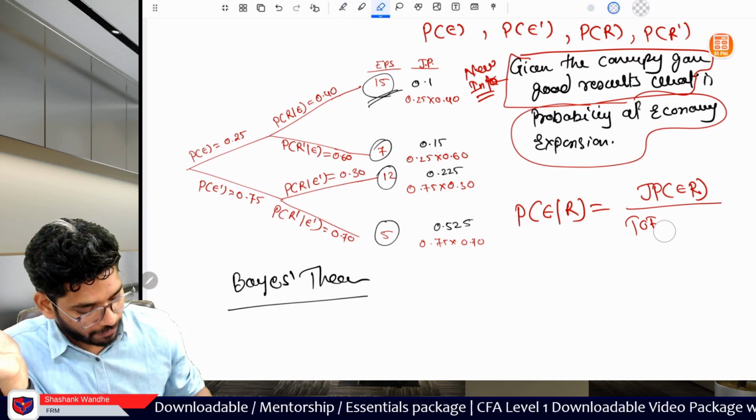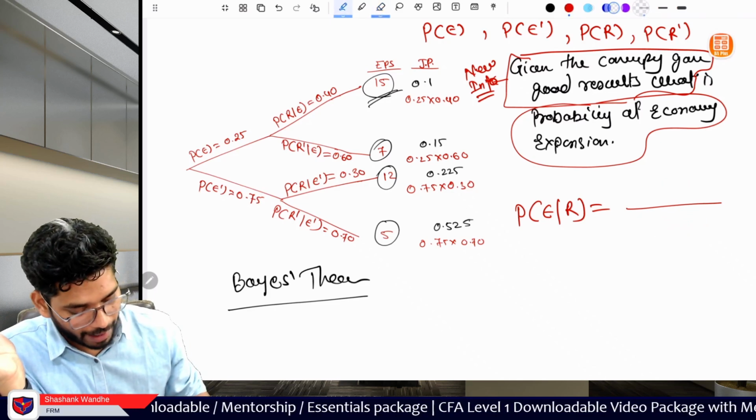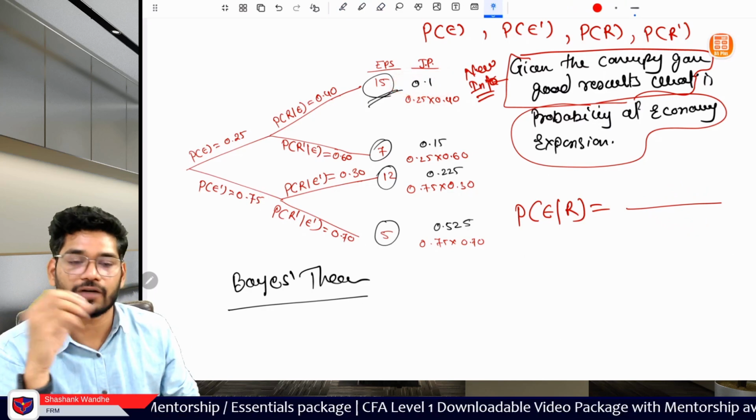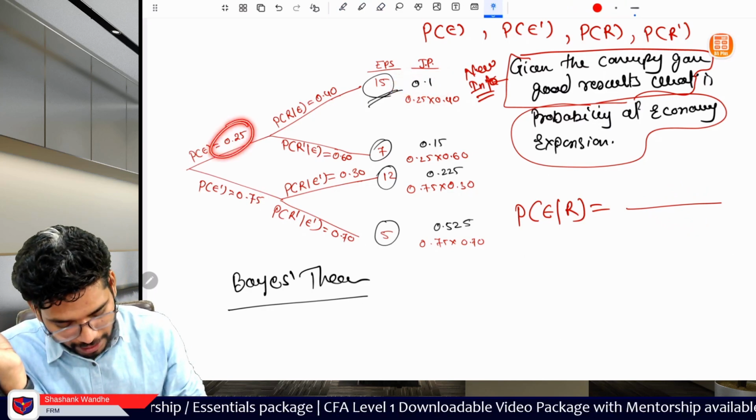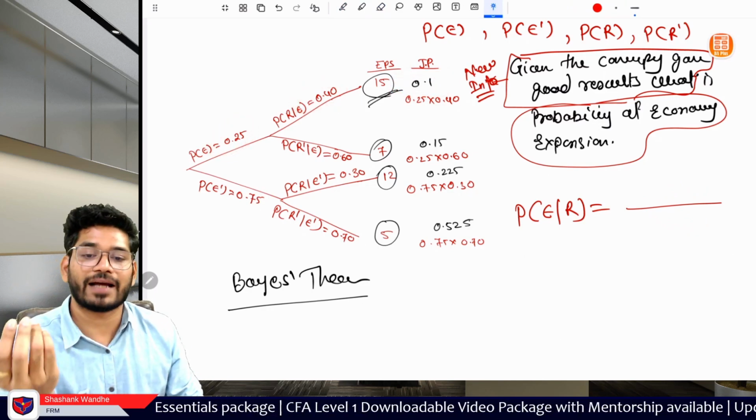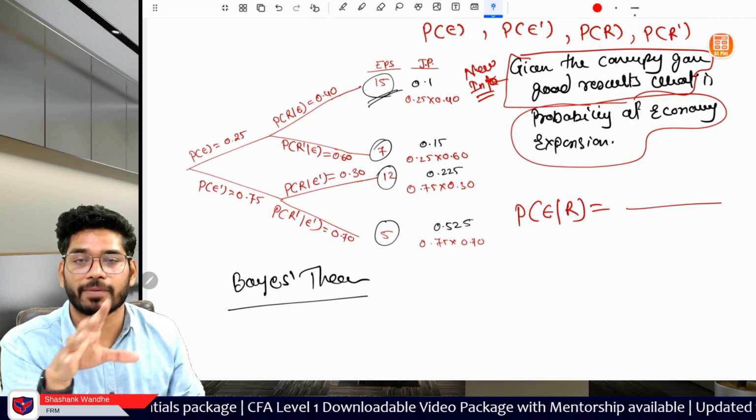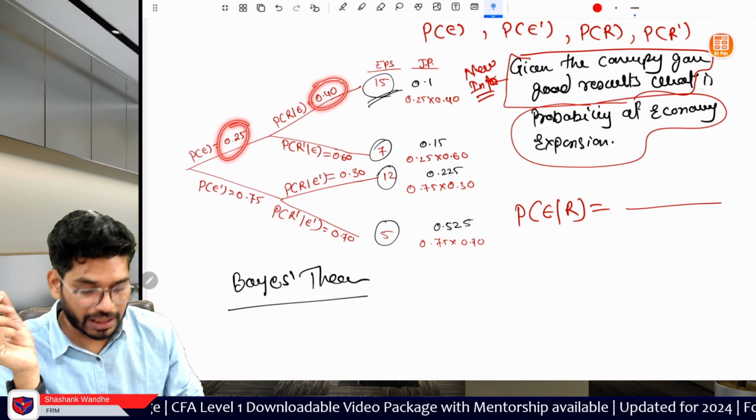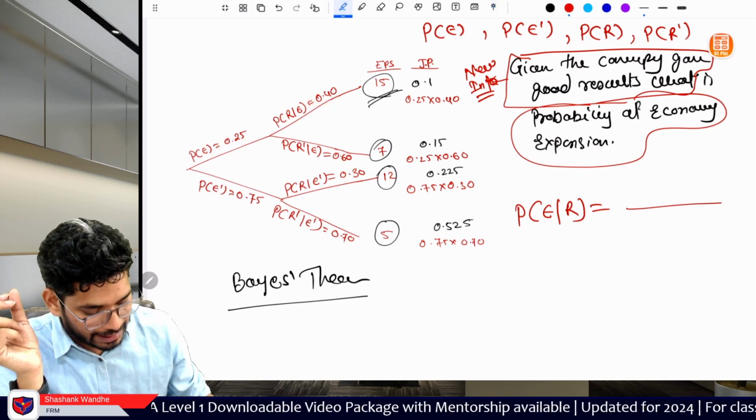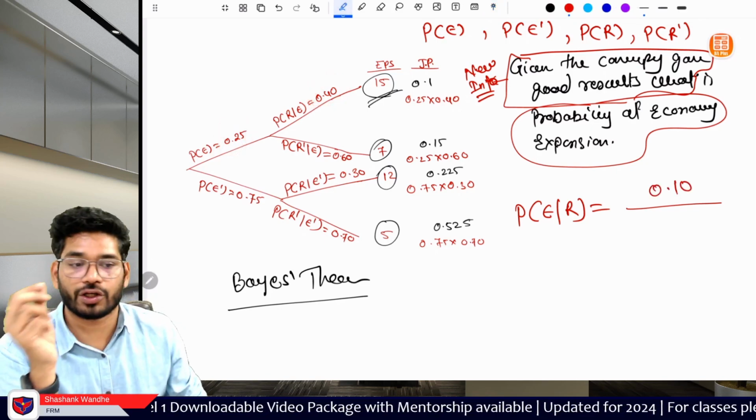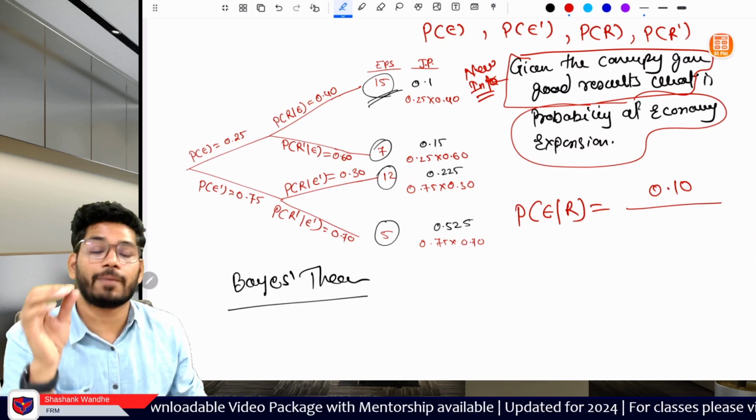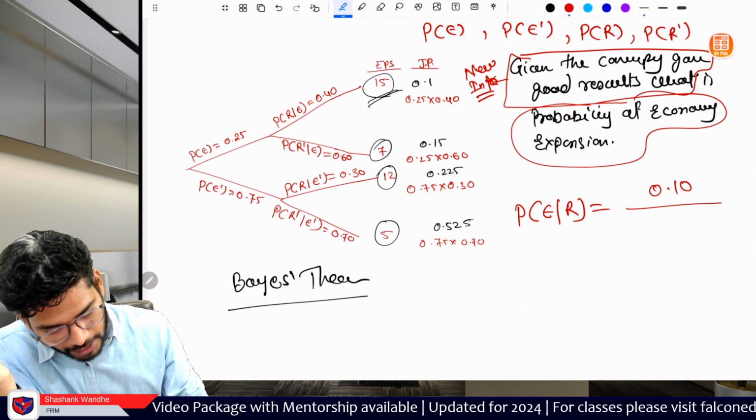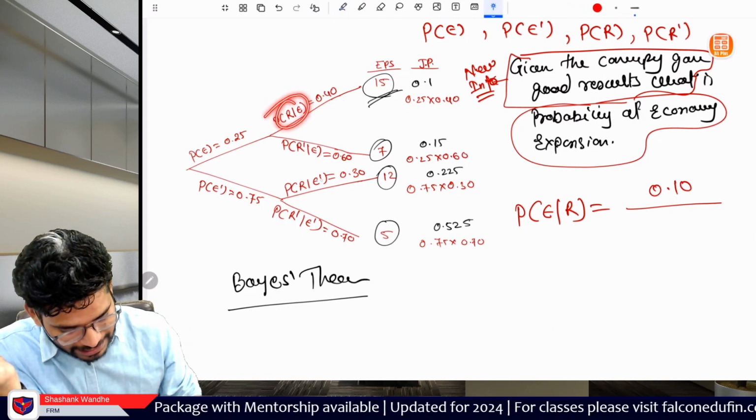So here, first of all, we'll need the joint probability of expansion and good result. We already have these values, that is, multiplying expansion's probability and the conditional probability of good results given the expansion. So 0.40 multiplied by 0.25, and the answer is 0.10 in the numerator. Now you need the total probability of good results. Remember, this is the total probability of good results.